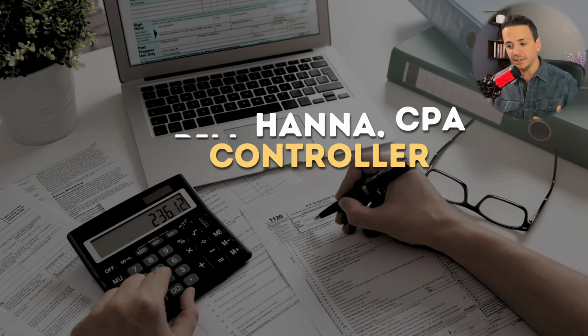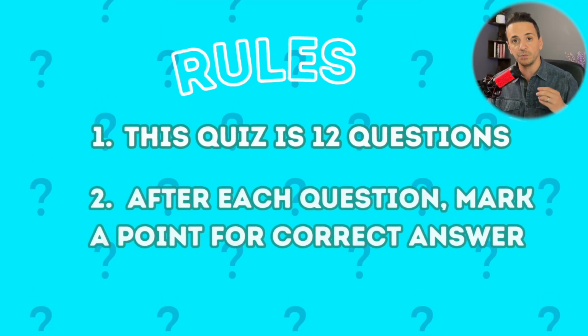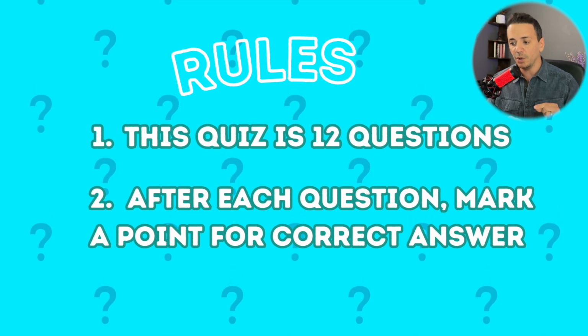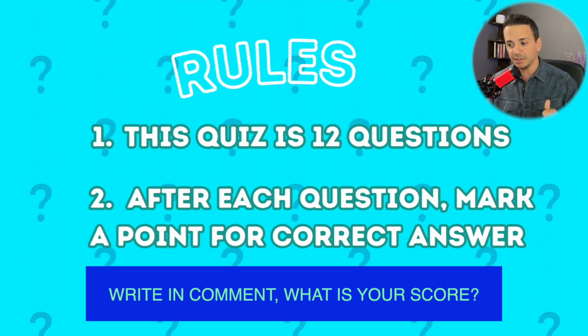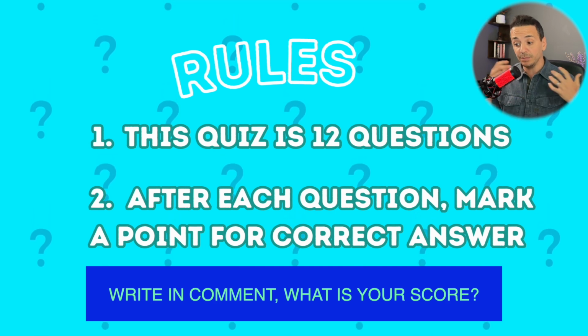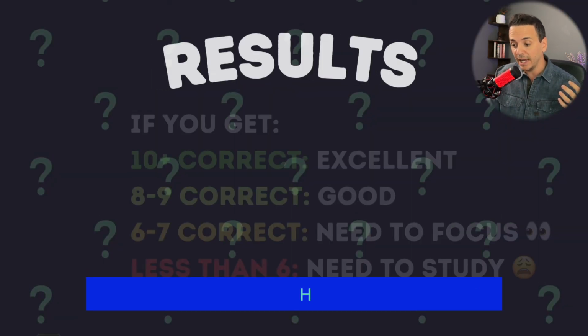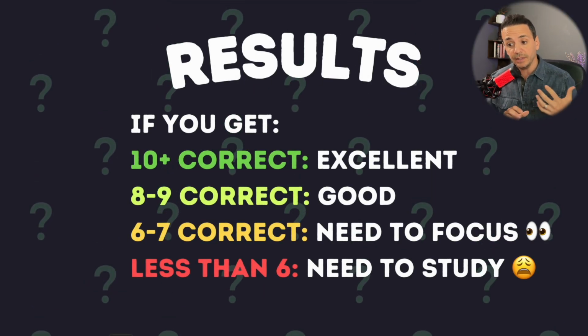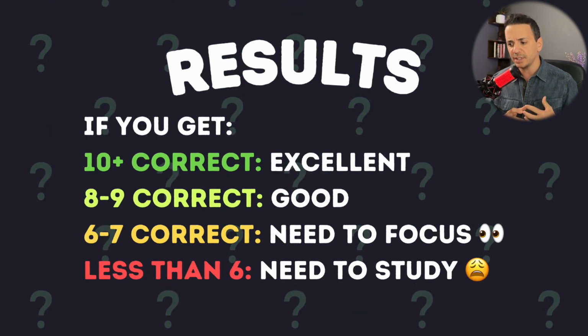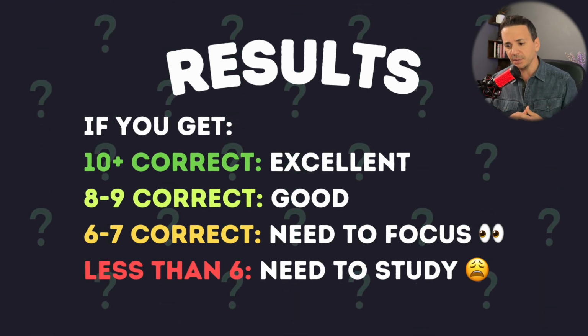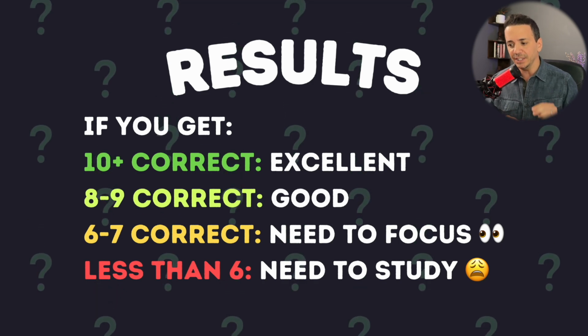So if you've taken this quiz in the past, you know the rules. The rules are 12 questions, and after each question you mark a point for a correct answer, because we're going to add up these points at the end to see how you did. If you get 10 plus correct, that's excellent. 8 to 9, that's good. 6 to 7 correct, then you need to focus a bit more. Less than 6, then you need to study.